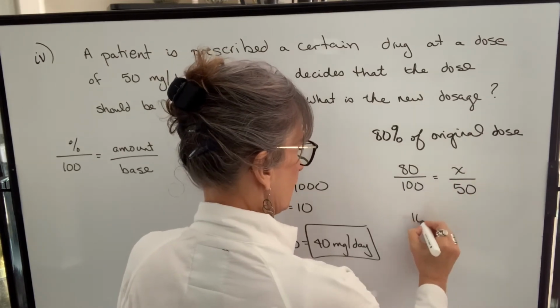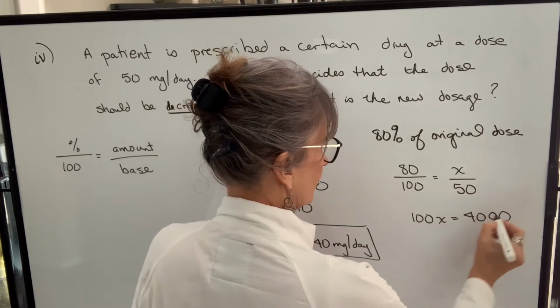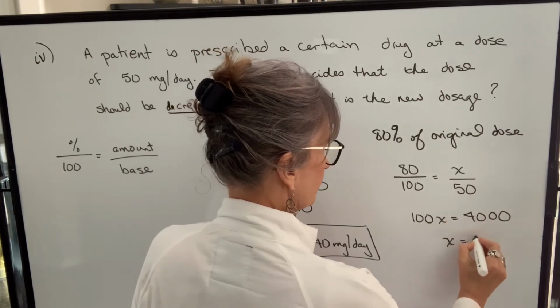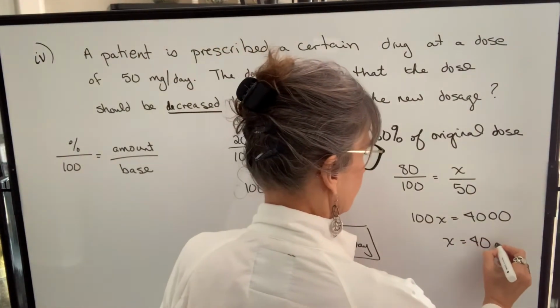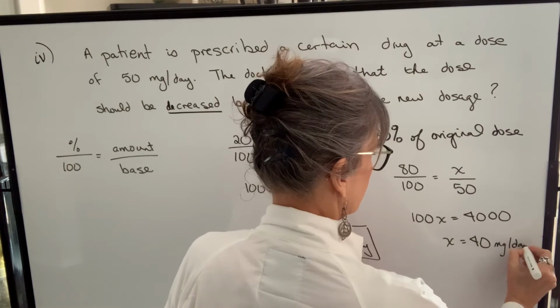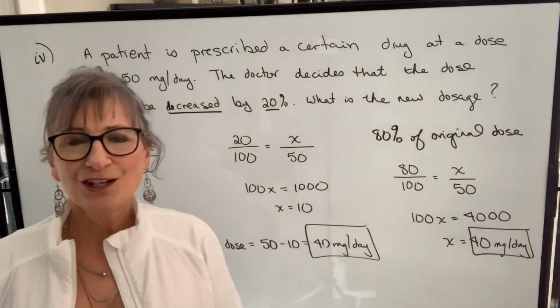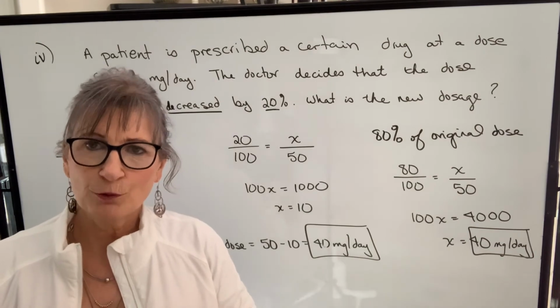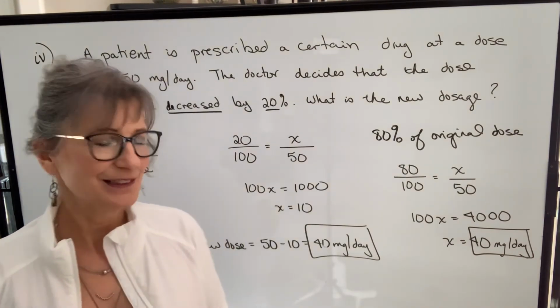We cross multiply. We divide by 100, and you can see that we get 40 milligrams per day this way. So either option is correct. You decide what you're most comfortable with. Let's take a look at some more examples.